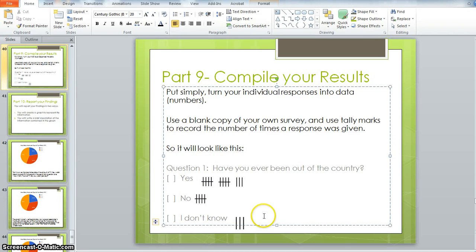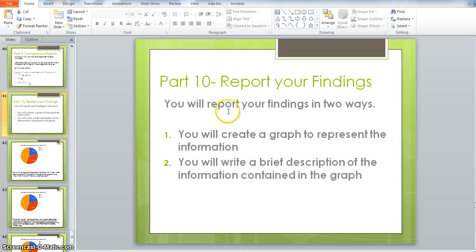So once I've gotten all my surveys, and I can look at this whole complete picture, when I asked, have you ever been out of the country, I can very quickly look and I can see that 13 kids said yes, 5 kids said no, and 3 kids said, I don't know. Alright, so that's pretty much the easiest way. So that's the first part of your assignment today, is to go through all your surveys and tally them up and figure out how many of each answer your respondents reported.